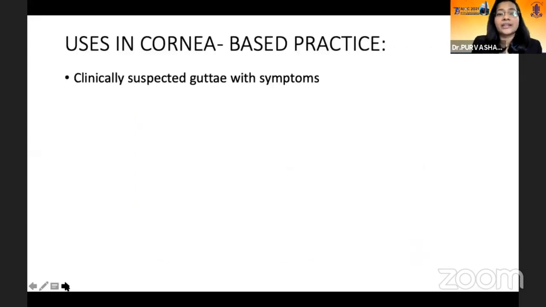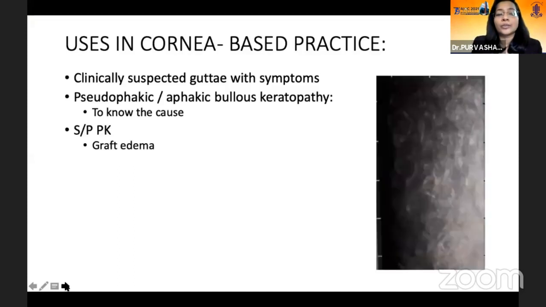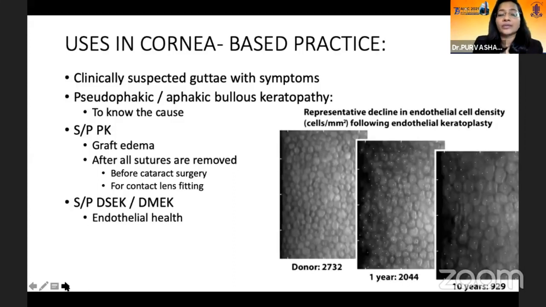So basically, in our practice, we use it for suspected guttata with symptoms. We use it for knowing the cause of bullous keratopathy. We need to find out the cause of graft edema. We do this after sutures are removed, and before planning a cataract surgery or a contact lens fitting. We use specular microscopy for following up cases of DSEK or DMEK to know the endothelial health and the rate of attrition of the endothelial cells.